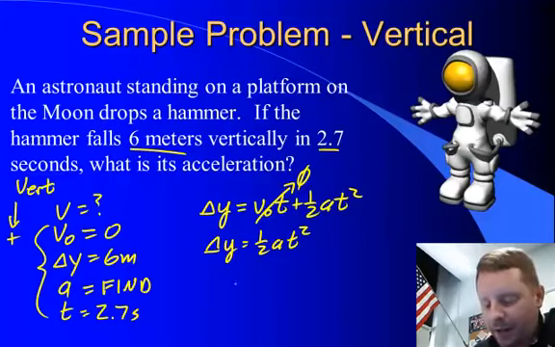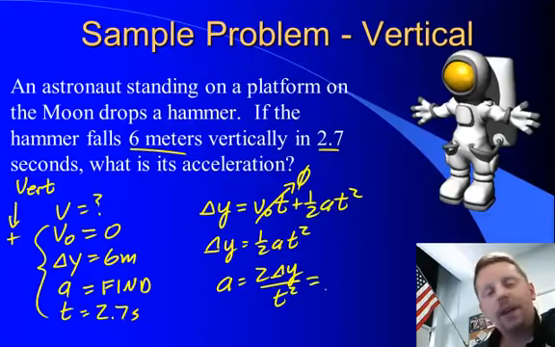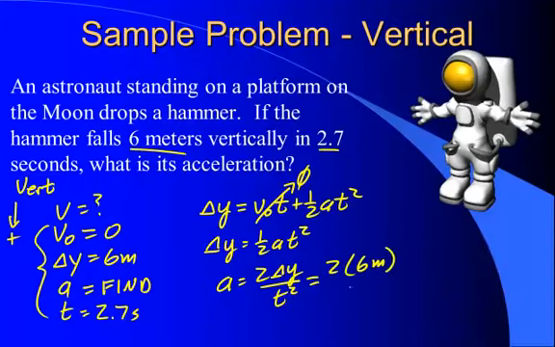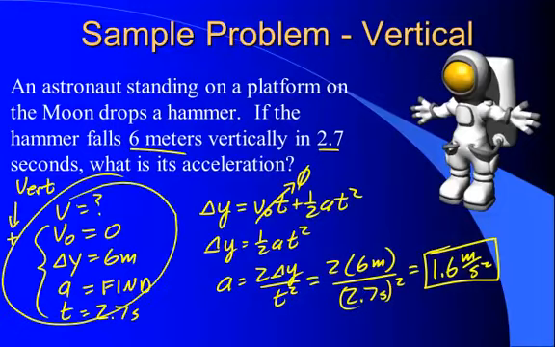Solve for a first. A equals 2 delta y over t squared. Substitute in with units, 2 times 6 meters over 2.7 seconds squared. Handy dandy calculator tells me that this should come out to be right about 1.6 meters per second squared. Problem number 2 down. That easy. The hard work is really all in the setup.